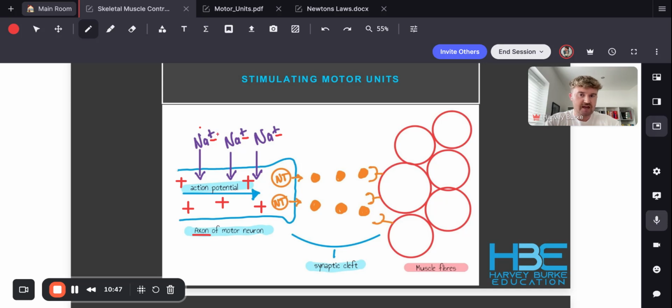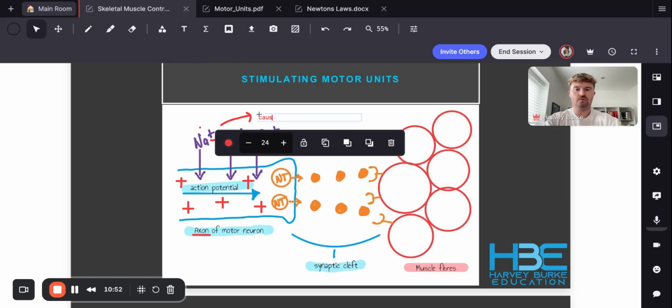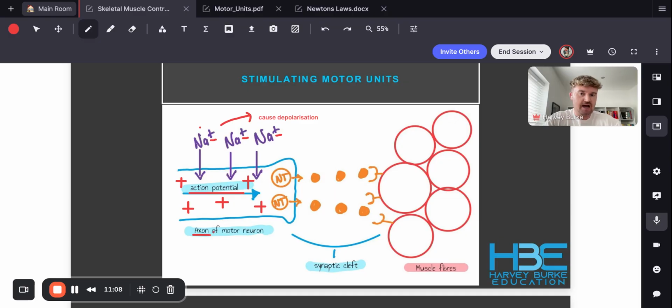And you get a mark for saying that sodium ions cause depolarization. So we'll just write that there. I've written all this out in the slide that comes next for you to properly read through. But that's what's happening so far, that an action potential travels down the axon of a motor neuron, and that is created by sodium ions diffusing into the axon, causing depolarization. And remember, depolarization just means going from a negative charge to a more positive charge.